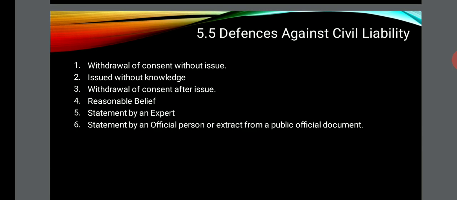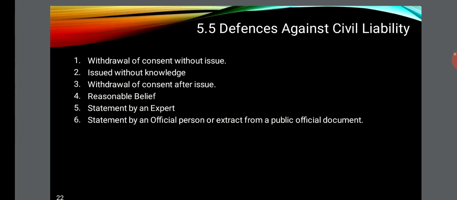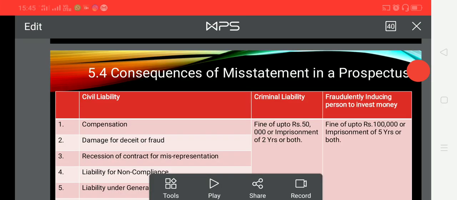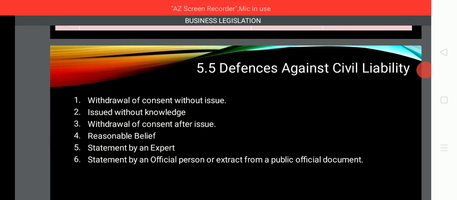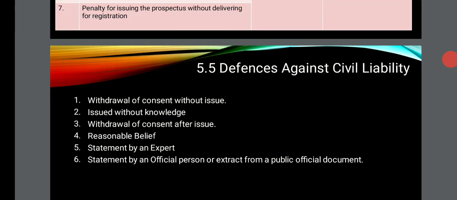Now, defense against civil liability. Withdrawal of the consent without issue. So what you can do, in case you want to get rid of civil liability arising out of misstatements in the prospectus, first thing is withdrawal of consent. So you can say that I have not given consent to this thing in the prospectus. Issue without knowledge. You can prove that the prospectus was issued without your knowledge. Withdrawal of consent after issue. So even after issuance, I withdraw the consent.